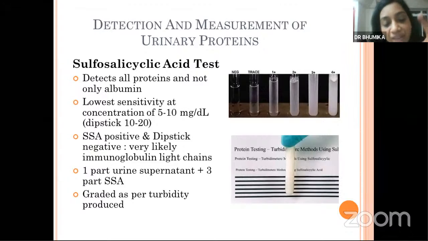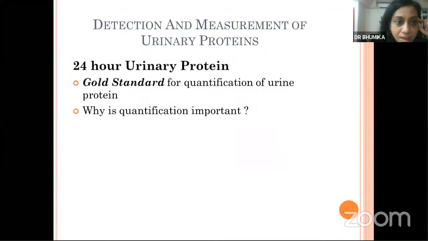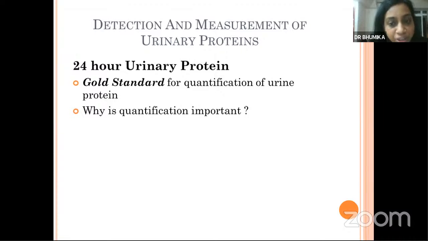So here it's a very important test for us to know whether it is a nephrotic proteinuria, which has specifically albumin, or it has other light chains like your myeloma chains or your amyloid proteins. One part of urine supernatant plus 3 parts of SSA, we get turbidity as per the amount of protein present in the urine. However, finally, the gold standard for quantification of urine protein is the 24-hour urine protein.